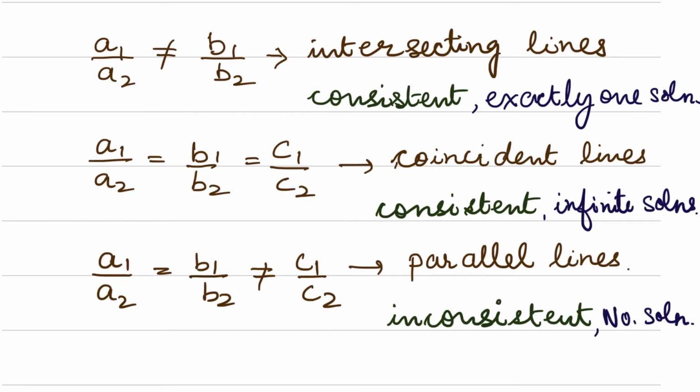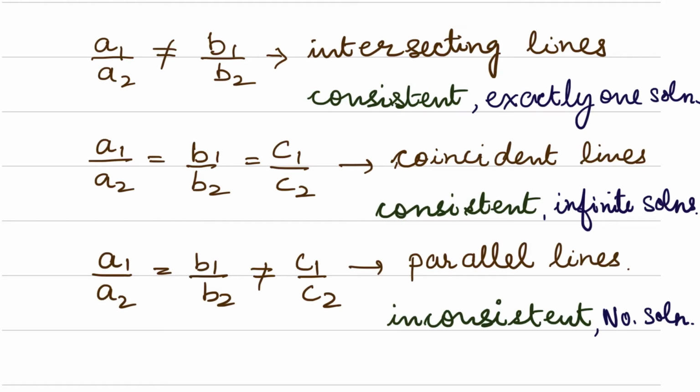So if a1 by a2 is not equal to b1 by b2, so the ratio of coefficients of x and the ratio of coefficients of y are not equal, then they would form intersecting lines. And if the ratios of coefficients of x, coefficients of y and the constant terms are equal, then they are coincident lines, right? And if the ratios of coefficients of x and y are equal, but not equal to the ratio of constant terms, then those are parallel lines, right?